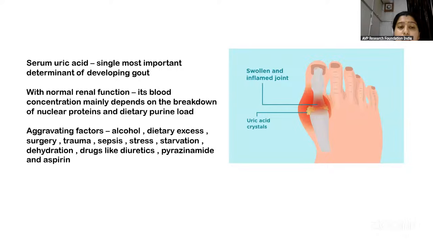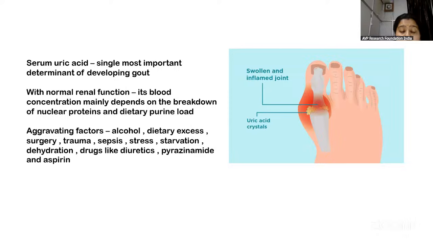When we hear about gout, we come across a term called serum uric acid. When we ask the patients, usually the only marker they are aware of is the elevated level of serum uric acid. So we have to know what the term serum uric acid means. Serum uric acid is the single most important determinant of developing gout. With normal renal function, its blood concentration mainly depends on the breakdown of nuclear proteins and dietary purine load.